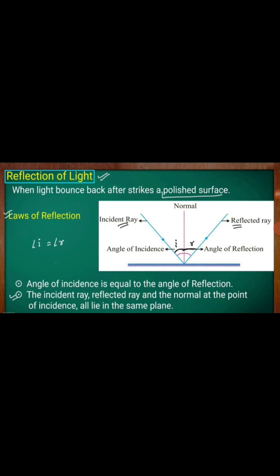So remember, the reflection of light takes place only when the surface is a polished surface. Okay, that too we are talking about a plane mirror. Therefore, whatever reflection takes place in the plane mirror, it always obeys the laws of reflection.